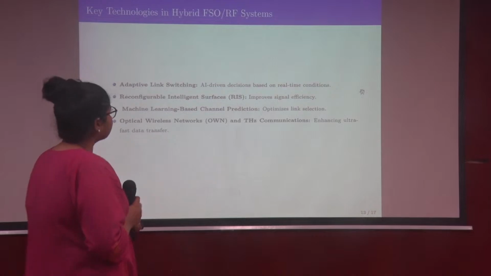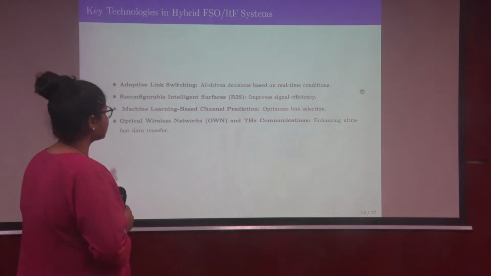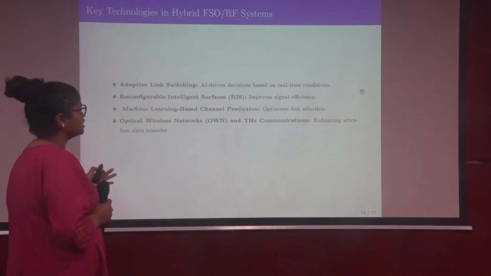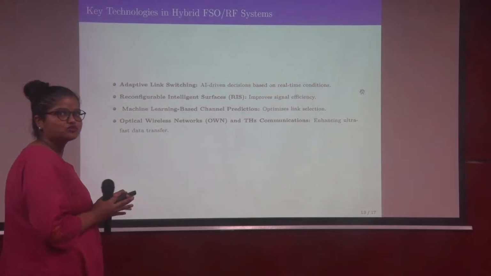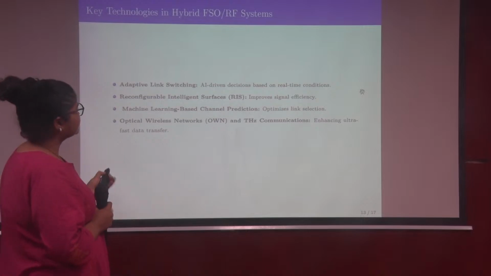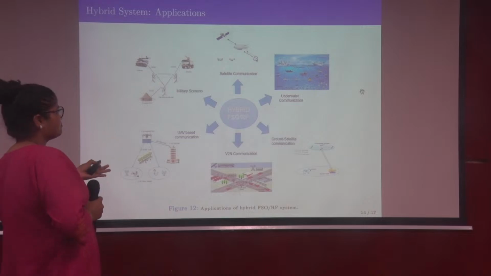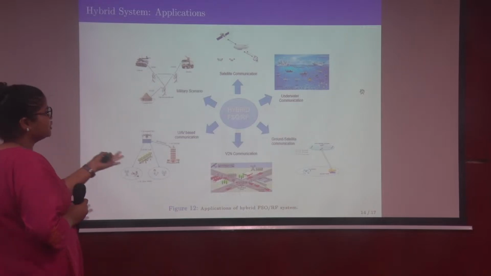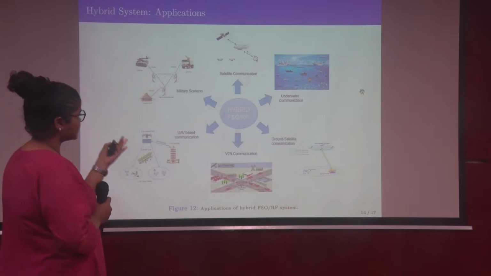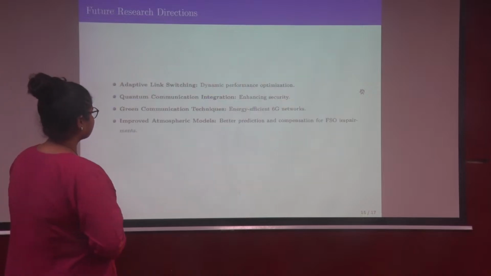So the techniques which we can include in this hybrid system are adaptive link switching, RIS systems, machine learning based channel prediction. We can predict which link is useful, which link we can use at a time, or the optical wireless networks and the terahertz communication. Here are some of the applications of the hybrid system. It can be utilized in the V2N communication, ground to satellite communication, underwater communication, military scenarios, UAV based communication.